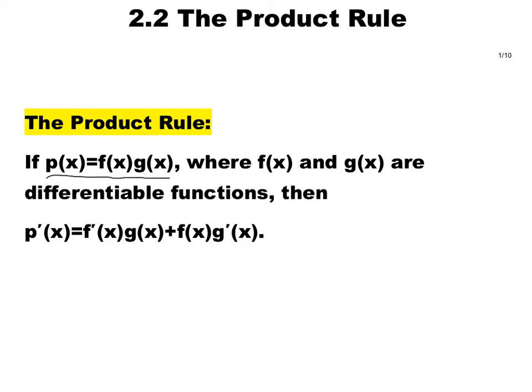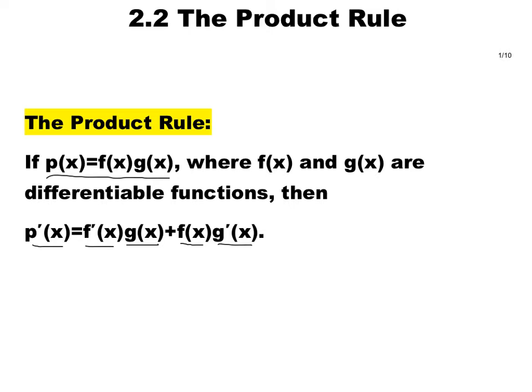The product rule says that if a function p of x is equal to the product of two different functions, f of x and g of x, or the same function, and f of x and g of x are differentiable functions, then the derivative of p is the derivative of f times the function g plus the function f times the derivative of the function g.